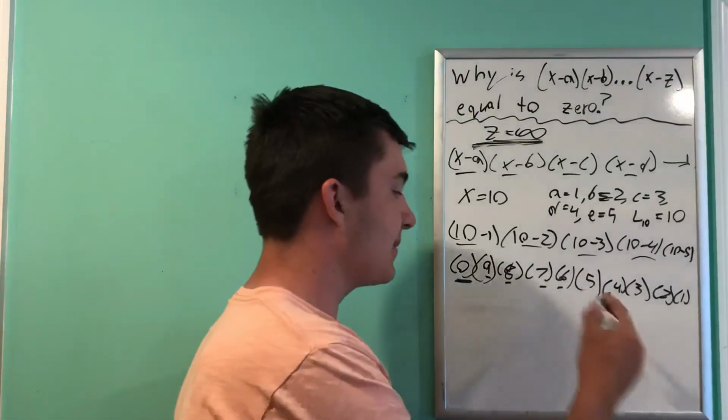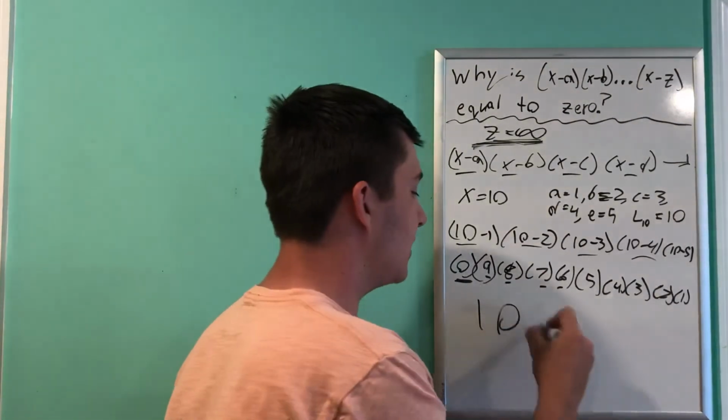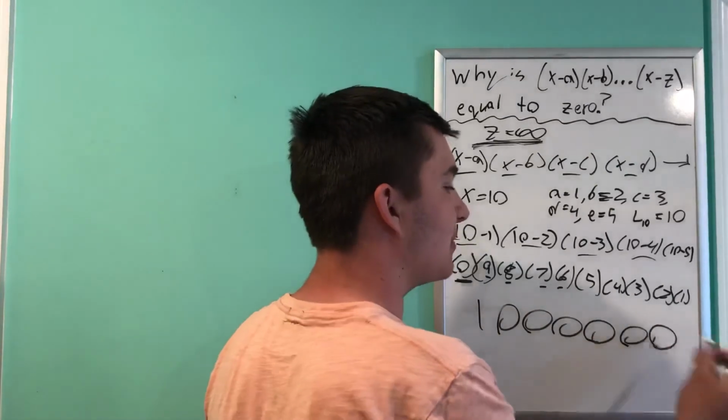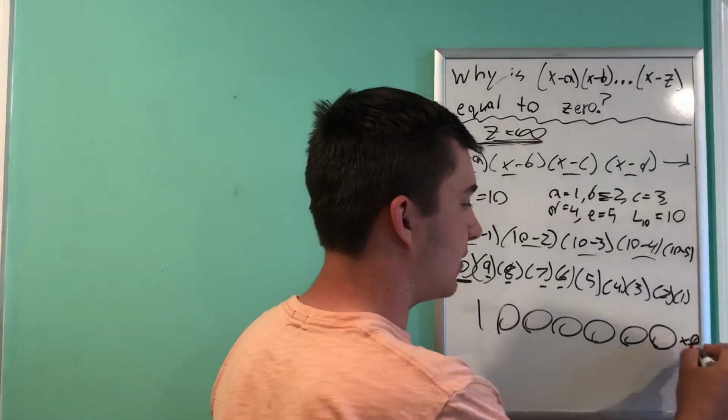Because when you multiply anything by 0, if you multiply 1 million, trillion, whatever, the biggest number you can think of, times 0, that is always 0.